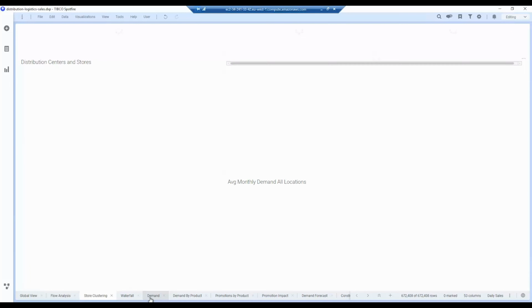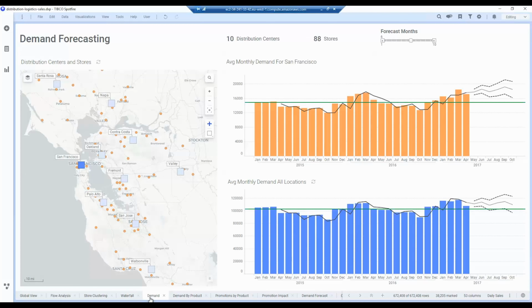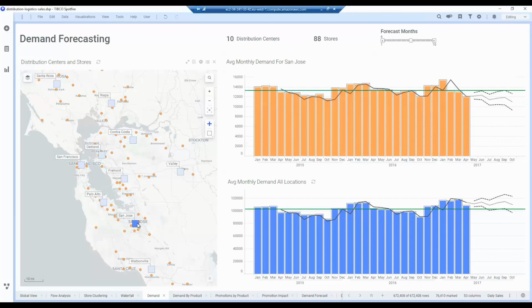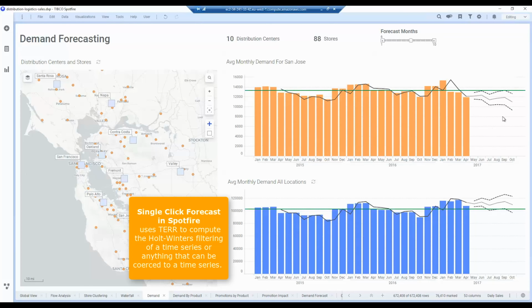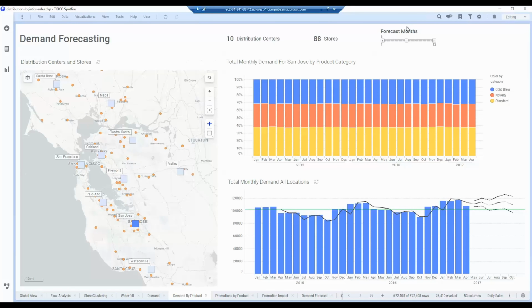We can look at the demand over the period of time that we're monitoring, look at the trends of looking forward over a configurable period of time. In this case, we're looking at 6 month forecasts. And we can also look at demand by product as well.